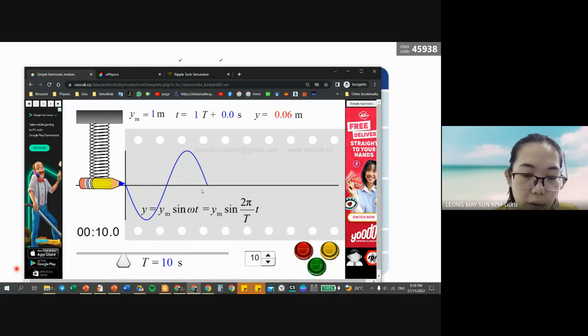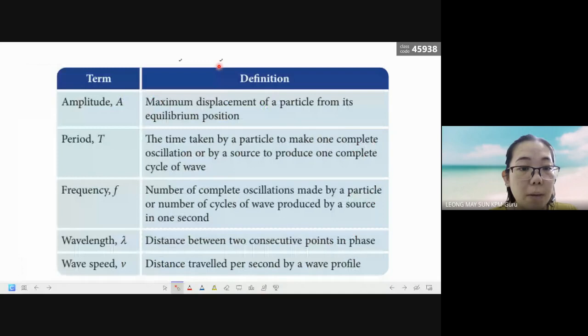Okay, so from here to this position, it took 10 seconds. So this is one complete oscillation of a wave, and it took 10 seconds. So that is the meaning of period: the time taken for a particle to make one complete oscillation, or the source to produce one complete cycle of the wave.